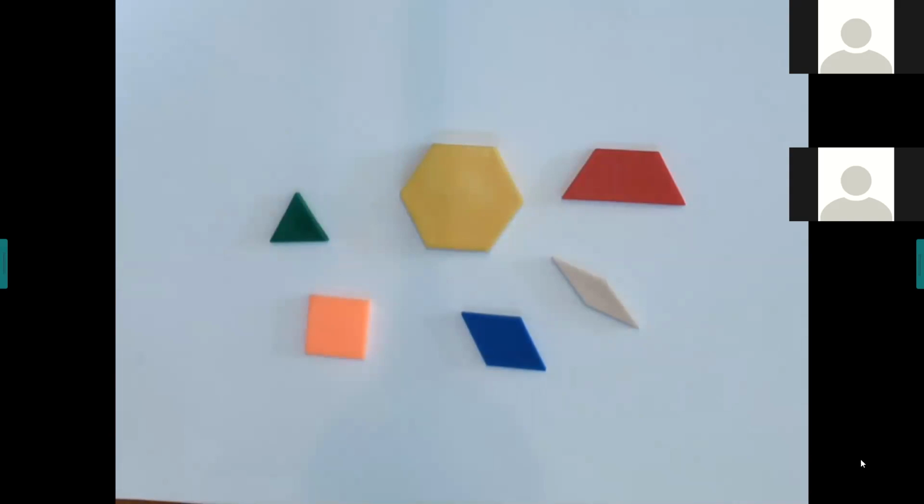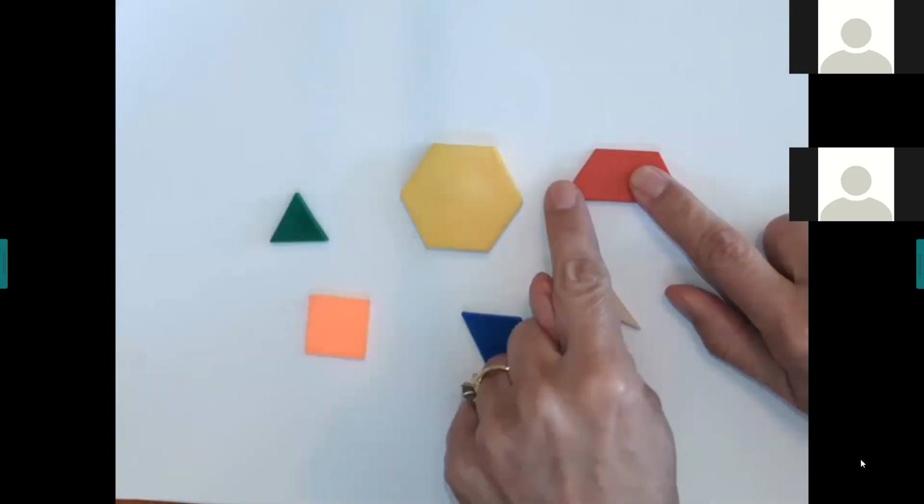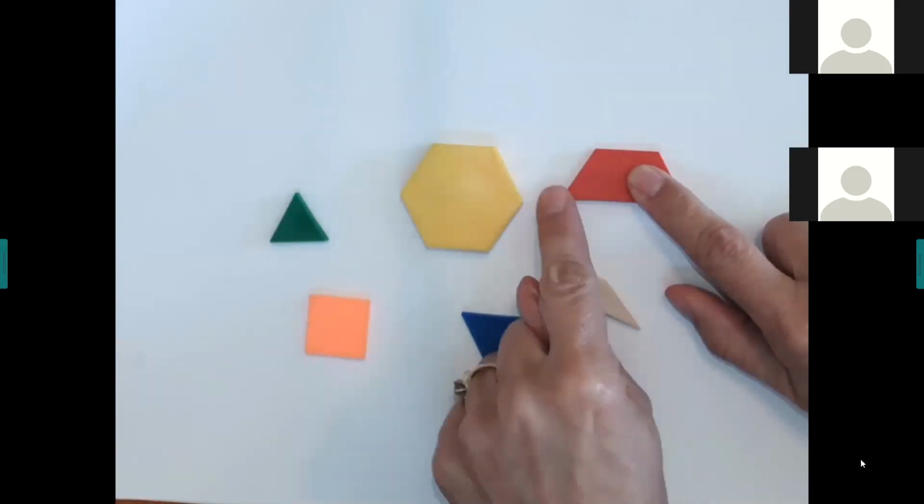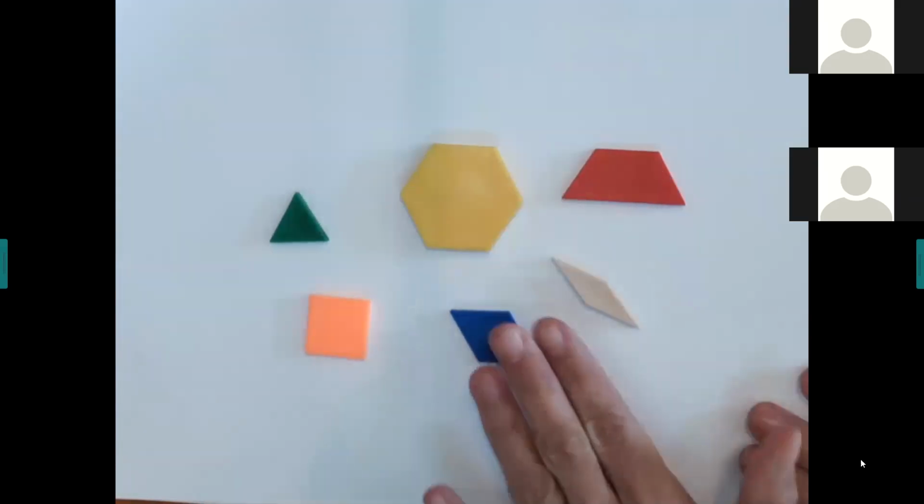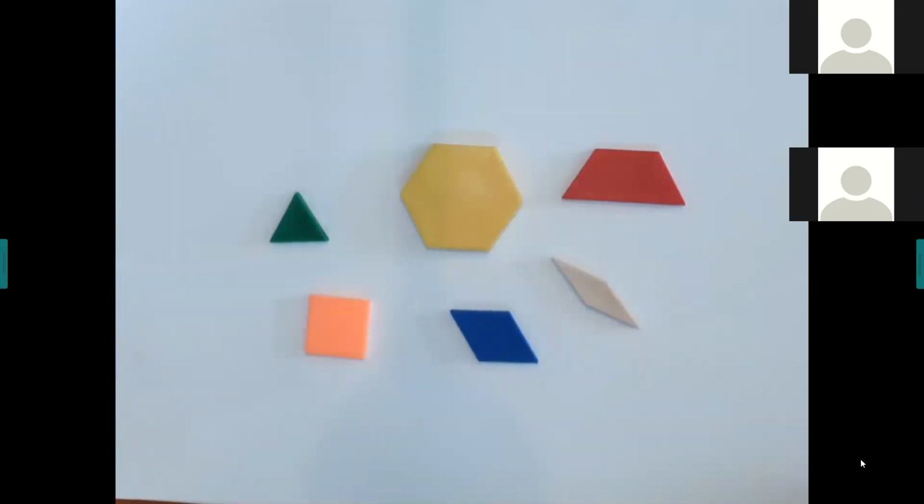But when we're building with shapes and doing what's called composite shapes, that's when you put two or more shapes together to make another shape. We don't use circles for that. We use shapes that have sides and corners, okay? And we're going to be talking a lot about the sides and corners of shapes, okay?